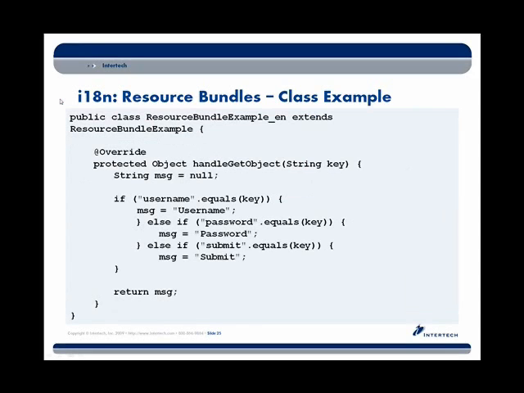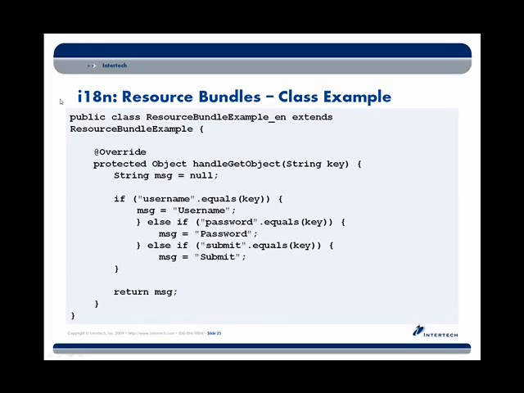So here is a resource bundle that extends the one I just created. In this case, I need to override the handleGetObject method that will take a key and return an object. So I'm going to inspect the key that comes in. If it's username, then I'm going to return username in English as my message. If it's password, I'll return password. If it's submit, I'll return submit.